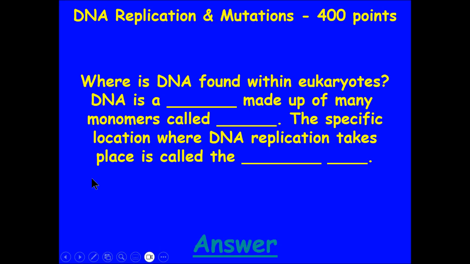Where is DNA found within eukaryotes? Our cells are eukaryotic cells. Complex organism cells are eukaryotic cells. DNA is a blank made up of many monomers called blanks. The specific location where DNA replication takes place is called the blank blank. Answers coming in 5, 4, 3, 2, 1.